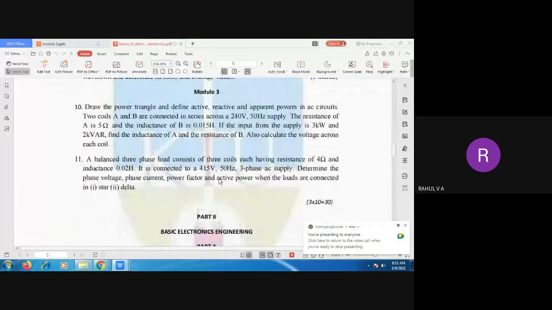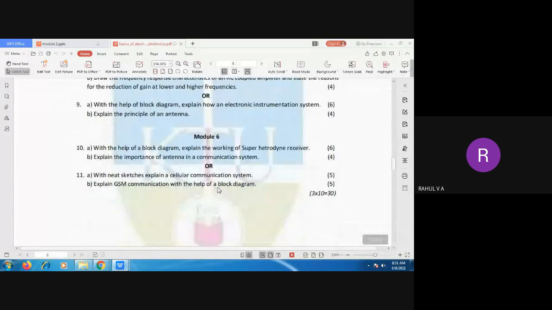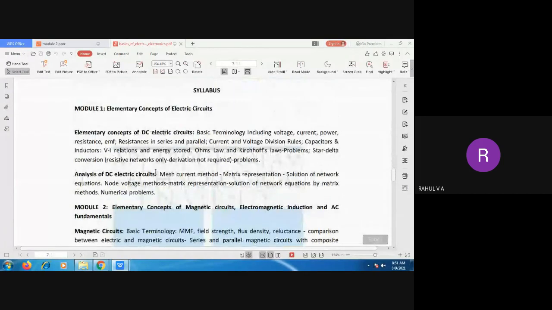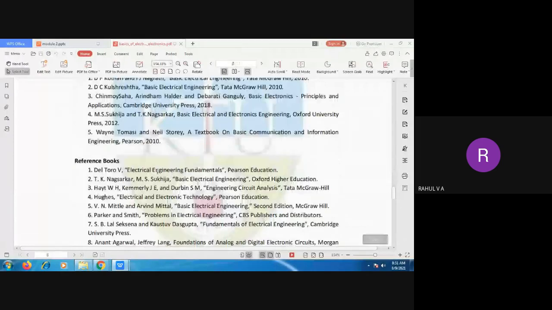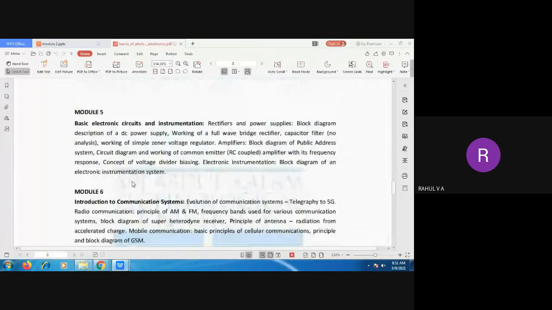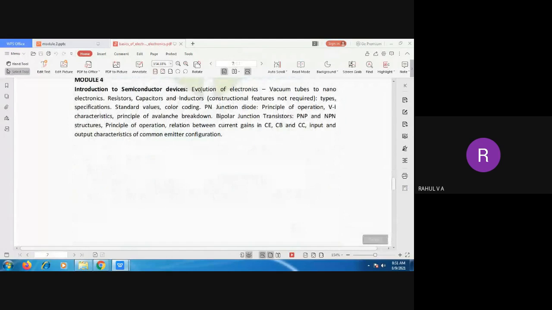So in the electrical session, we have completed the first module. Basic terminology, voltage, current, mesh analysis, and node analysis. Then we have also discussed the fourth module in electronics, that is evolution of electronics, then inductor, capacitor, resistor, color coding, etc. Then transistor and diode.